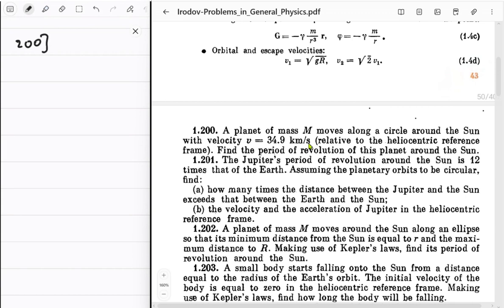A planet of mass m moves along a circle around the sun with velocity something equal to, okay, whatever. Find the period of revolution of this planet around the sun. Okay, they give us the velocity. We're going to find the period. So time period equals the velocity. Cool. No big deal.